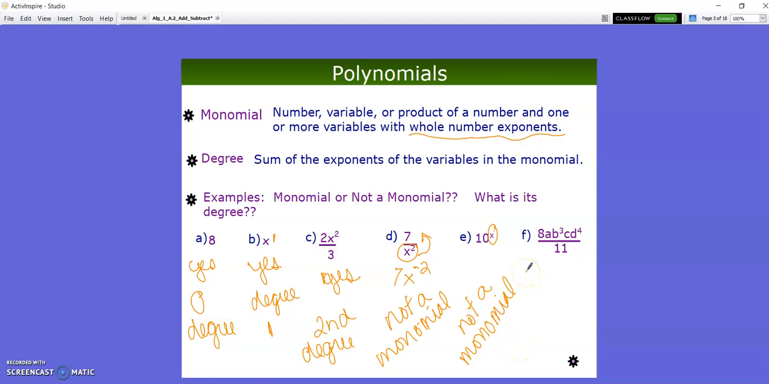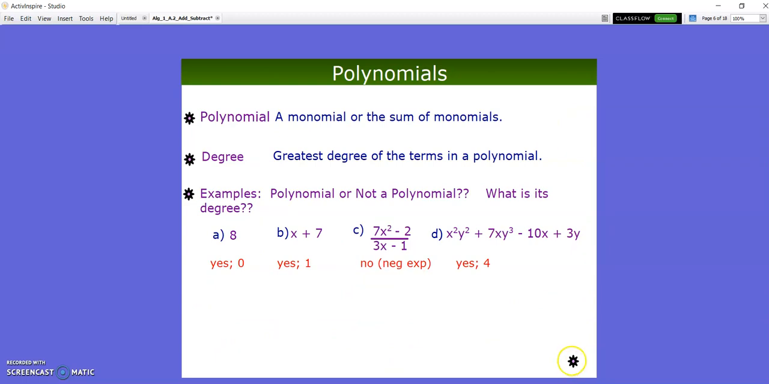Letter F is a monomial. When I take a look at all of my variables, it says my degree is the sum of the exponents of the variables. So I have an a to the first power, b to the third, c to the first power, and d to the fourth. I'm going to add up all those exponents. So I have 1 and 3 make 4, make 1 make 5, and 9. So this is the 9th degree. All right, let's move on. I got my answers already there for us.